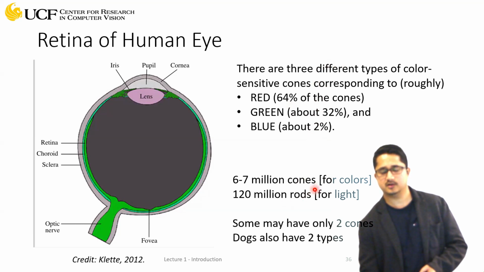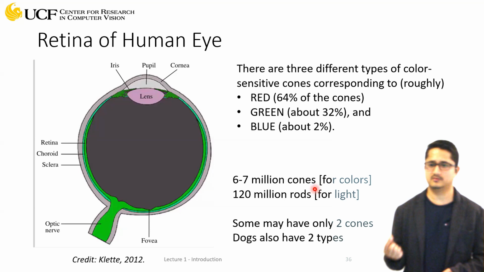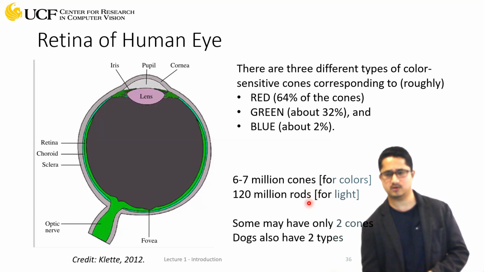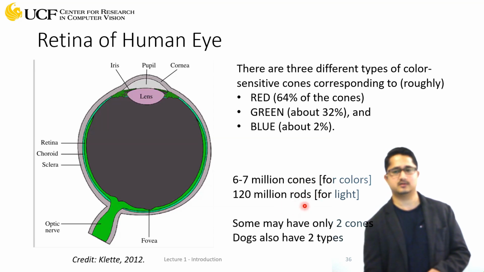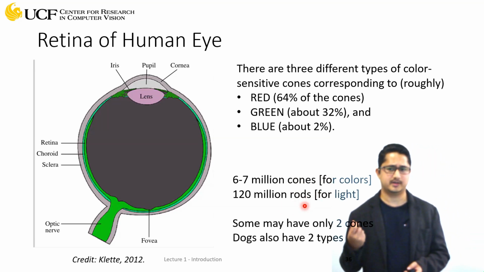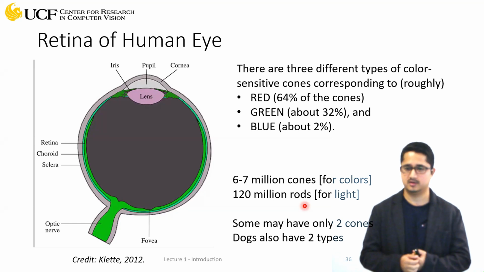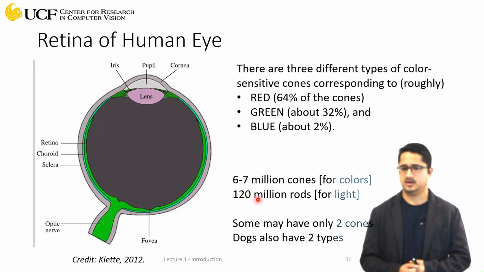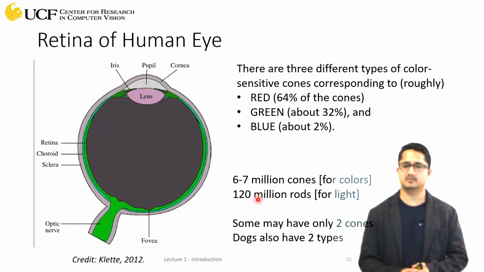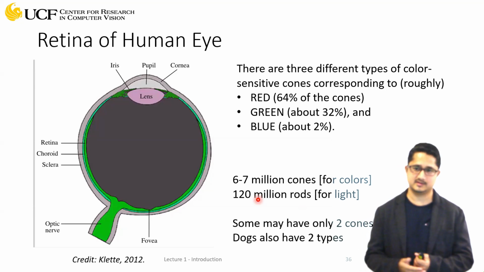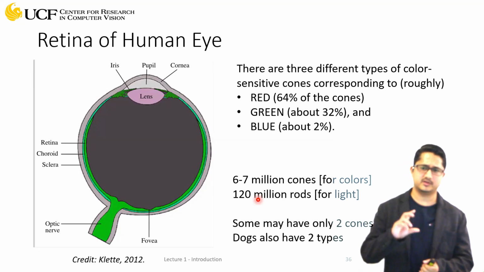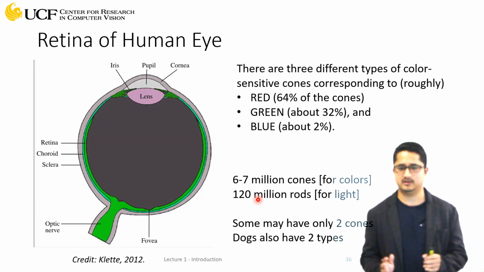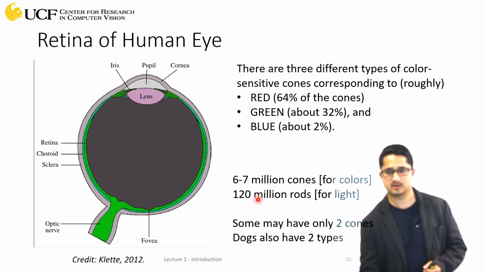The other important perceivers we have are called rods. As the cones are responsible for colors, the rods are important because they allow us to see in very dim light. And these are much more numerous than the cones we have, roughly 120 million. These work just like a grayscale image: they will just say whether something is present or not, and they won't discriminate between different colors.